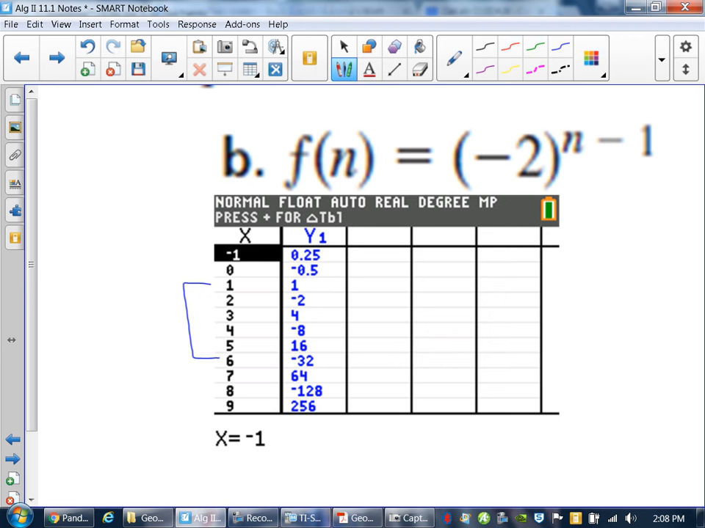Yes, sir? I did not get that in my calculator. Did you not close parentheses? I did.